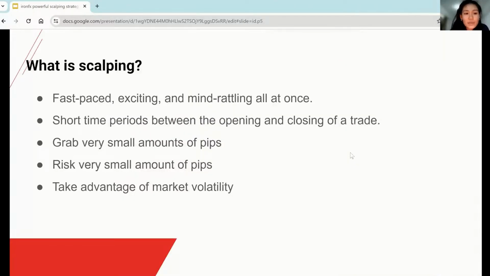So firstly, what is scalping? It's a fast-paced, exciting, and mind-battling trading strategy. It's basically the short time periods between the opening and the closing of a trade. It allows you to grab very small amounts of pips without risking a lot of pips, and it allows you to take advantage of market volatility. And you'll see in a little bit how this market volatility can work in your favor, especially when it comes to trading the news events.